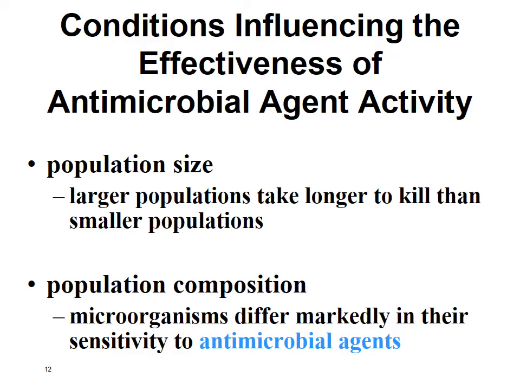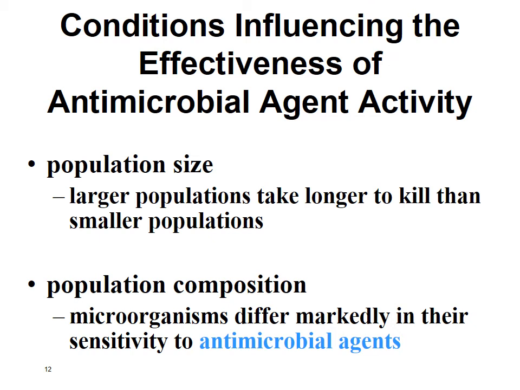Now, destruction of microorganisms and inhibition of microbial growth are not straightforward matters because the efficiency of an antimicrobial agent is affected by at least 6 different factors. Let's look at the first two here. Population size. Because an equal fraction of a microbial population is killed during each interval, a larger population will require a longer time to die than a smaller one. And we saw an example of that in the theoretical heat killing experiment.